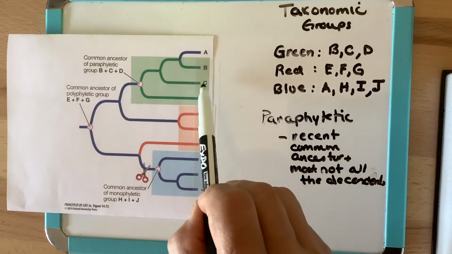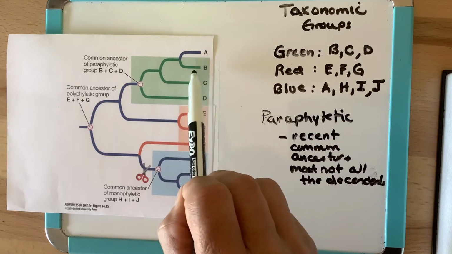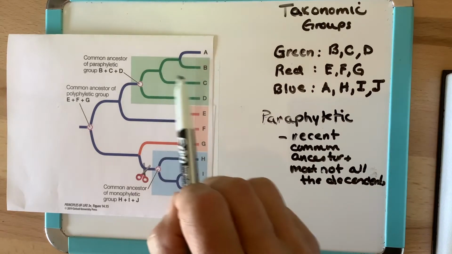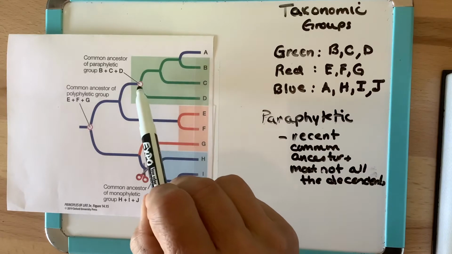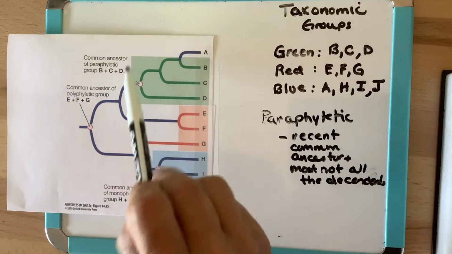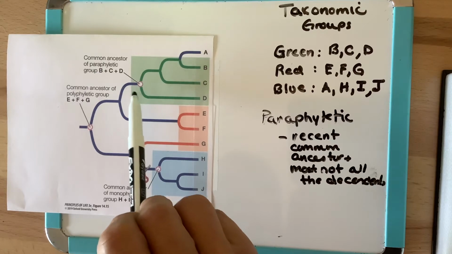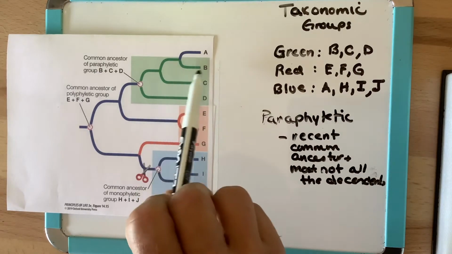So we look at B, C, and D, and we go back in time. Remember, these lineages reflect time. We're going to go back in time until those three lineages intersect right there at that node. That's their most recent common ancestor. Well, that most recent common ancestor is in the group, and most of the descendants are in that group.